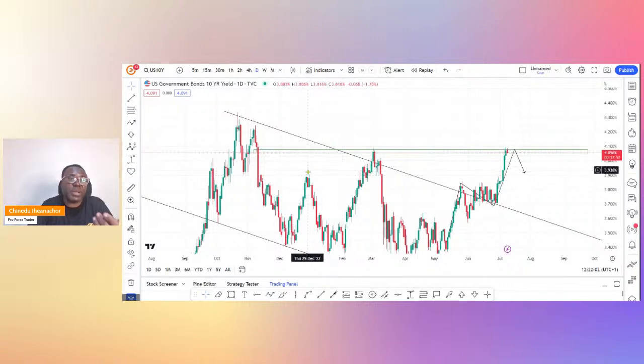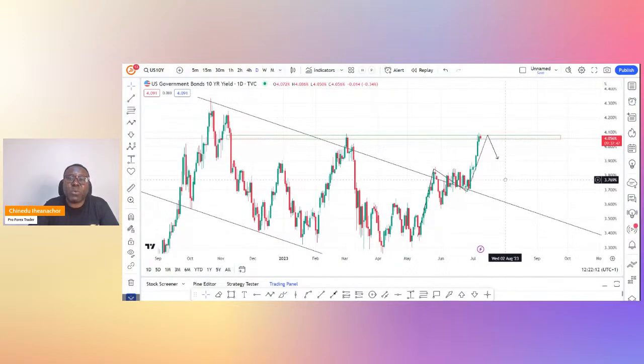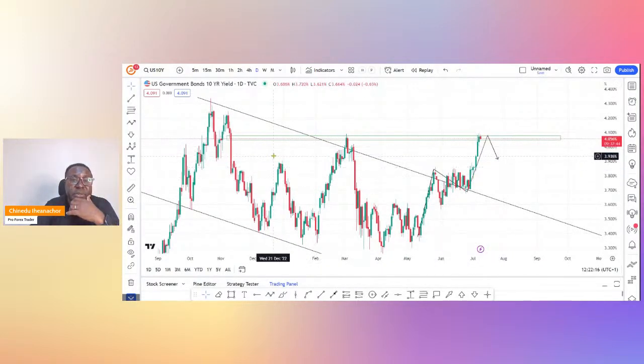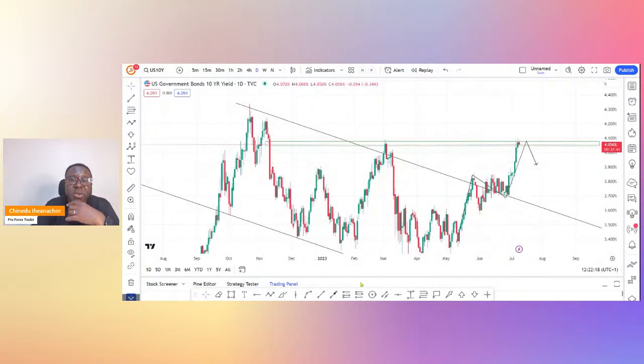You may not trade this directly. If you have good accounts, you can also trade it directly, but it determines mostly the direction that gold will go. So if you're a gold trader, this is what you should be watching most of the time and understand what drives this US 10-year bond yield.